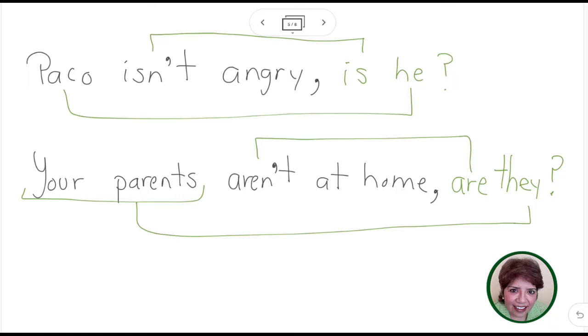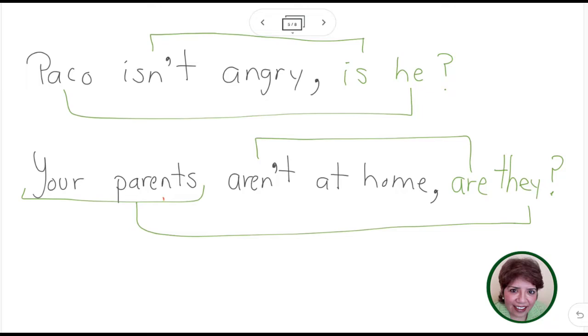Oh no, I have another one using the negative form. Paco isn't angry. Then the opposite, in this case, we have a negative sentence. Then the tag question has to be a positive. Paco isn't, and the opposite of isn't is. Paco isn't angry. Is, and the pronoun for Paco is he. Yes, Paco isn't angry, comma, is he?